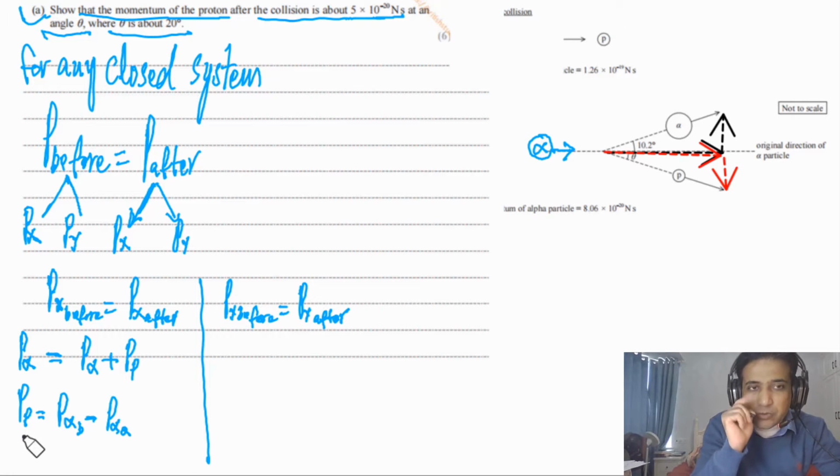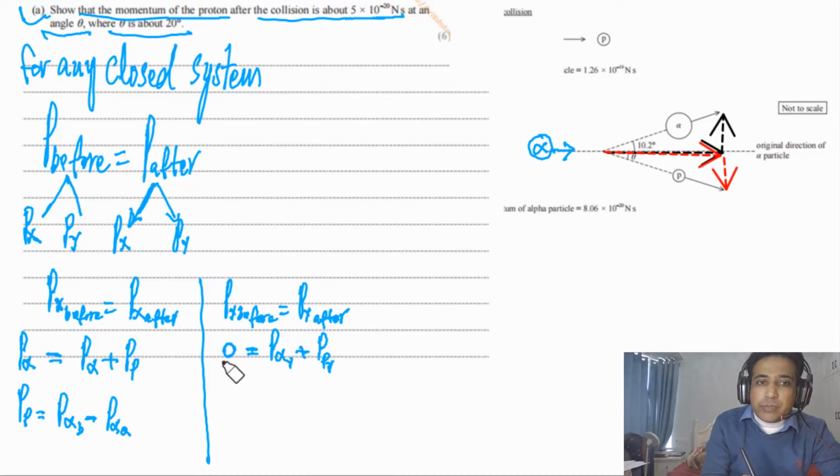We can find the x component of momentum of proton, and from here initial momentum along y direction is equal to 0. So from here we can say that momentum of alpha particle along y direction after plus momentum of proton along y direction, the sum has to be equal to 0. So it means that momentum of alpha particle along y direction has to be equal to momentum of proton along y direction, but the direction will be opposite. So this means direction is opposite.